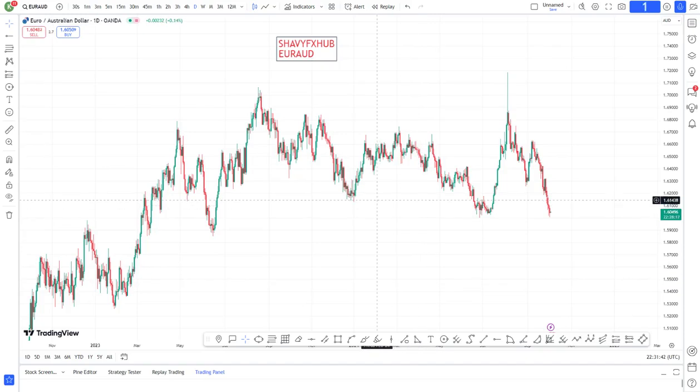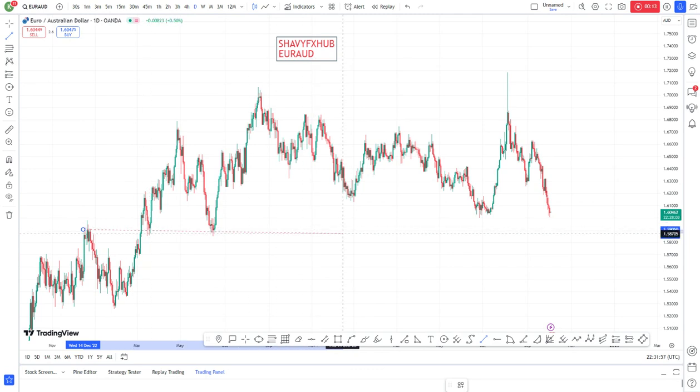Euro AUD potential buy there. On the daily time frame, we need to look at the break of structure starting from December 14th, 2022. This is a support level, a breakout from the support level. Market created a retest 1, retest 2, and it further tells us where price is coming to.